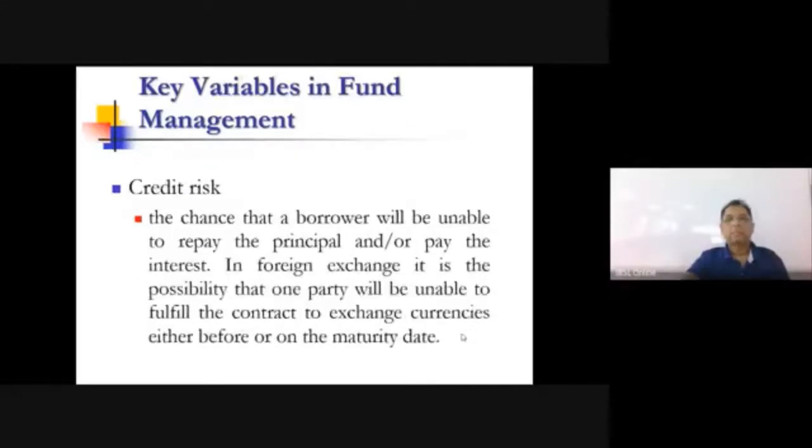Credit risk, the chances the borrower will be unable to repay the principal or pay the interest. In foreign exchange, the possibility that one party will be unable to fulfill the contract to exchange currency. So, for example, you entered into forward contracts, and the guy is supposed to give you rupees, and you are supposed to give him dollars. He says he doesn't want to give you the rupees. You have a risk there that you have to go and sell those dollars in the market at whatever the rate to fulfill those obligations. So there's a credit risk there.